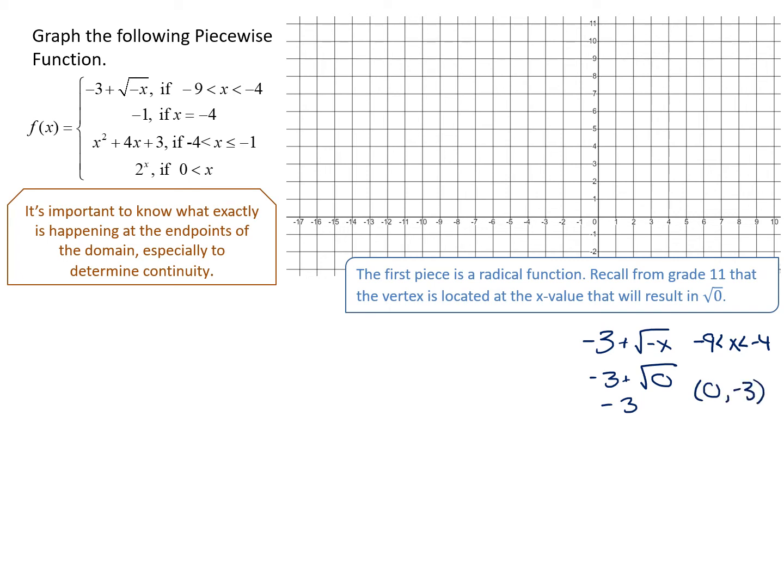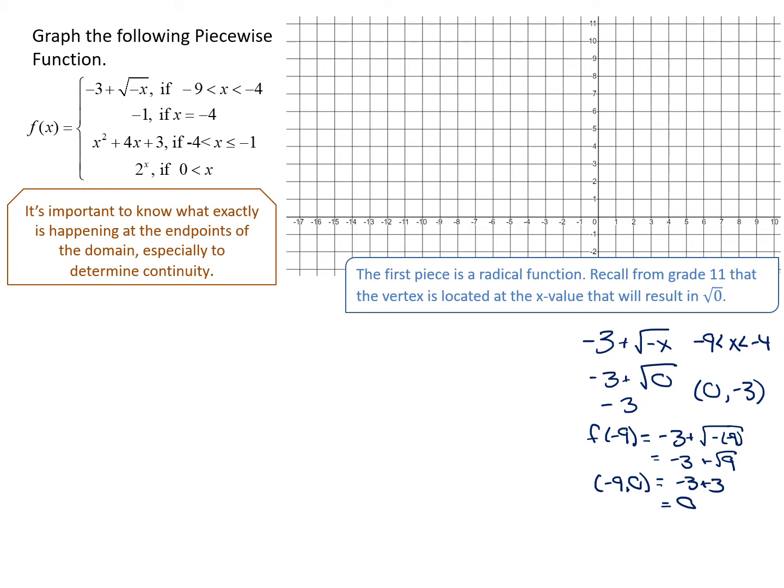Okay. The next thing we do need to do, though, is look at the endpoints of the domain. So let's sub in negative 9 and negative 4. So using function notation, f at negative 9, I'm subbing it in here, negative 3 plus the square root of negative negative 9. So that's negative 3 plus the square root of 9, which is negative 3 plus 3. That's a 0. So I have the coordinate here, negative 9, 0. So negative 9, 0 is going to be on my graph.